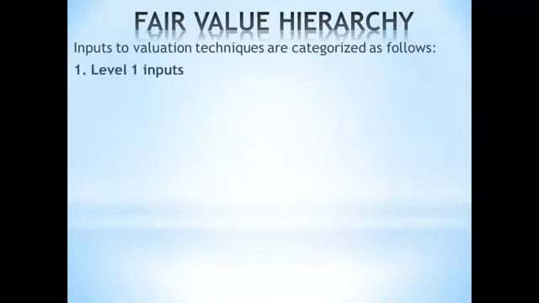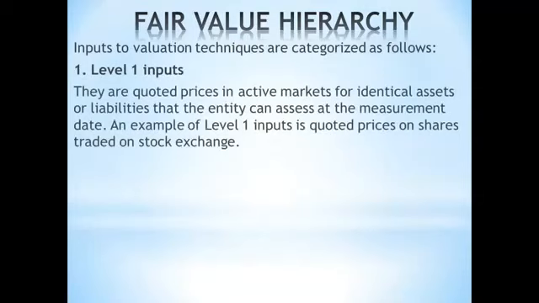We have the first one, which is the level 1 input. What are level 1 inputs? Level 1 inputs are quoted prices in an active market for identical assets or liabilities that the entity can access at the measurement date. One key thing you have to take notice of is that it's for identical assets or liabilities. An example of level 1 is basically our shares which are traded on the stock exchange market. This is a typical example of a level 1 input.